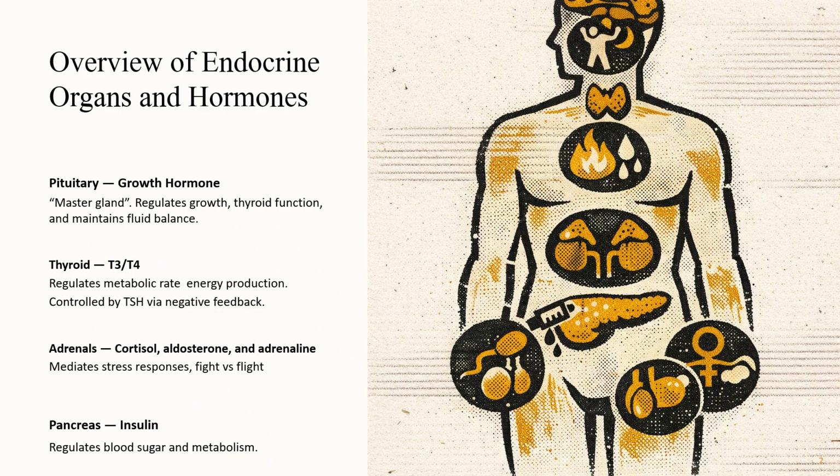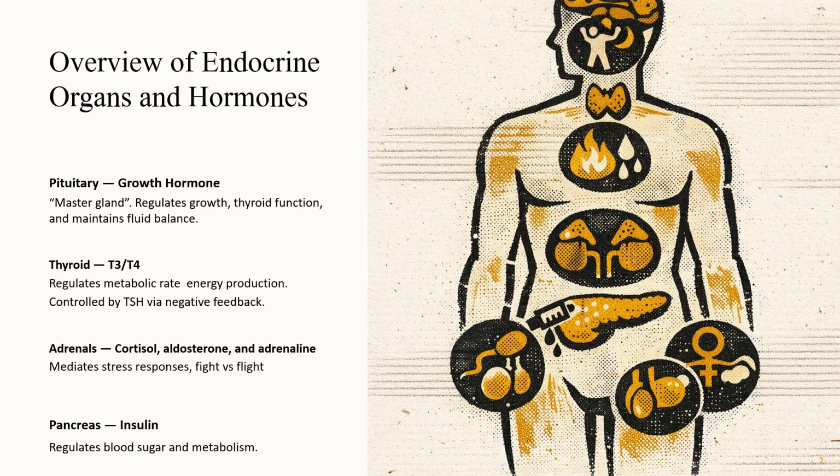The thyroid gland produces thyroxine, triiodothyronine, and calcitonin. The secretion of T3 and T4 is regulated by the anterior pituitary through a negative feedback mechanism involving thyroid stimulating hormone, TSH. When thyroid hormone levels are low, TSH stimulates the thyroid to release more hormones until normal levels are restored.